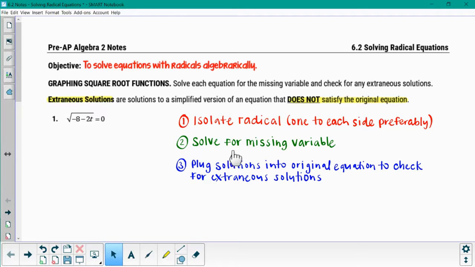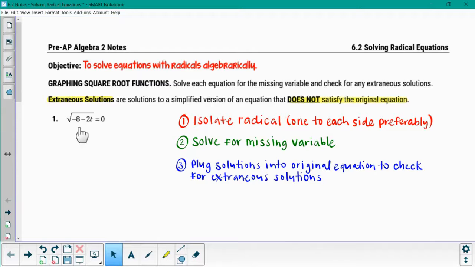Now, once we have isolated the radical, we will be solving for the missing variable, and we do that generally by squaring both sides or cubing both sides to cancel out those radicals. And then we are going to plug our solutions back into the original equation to check for those extraneous solutions.